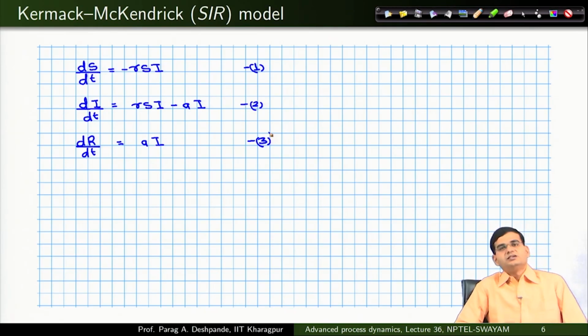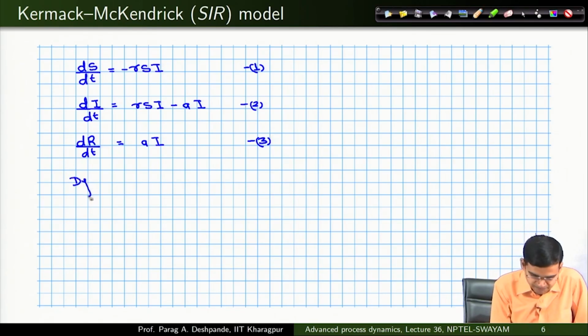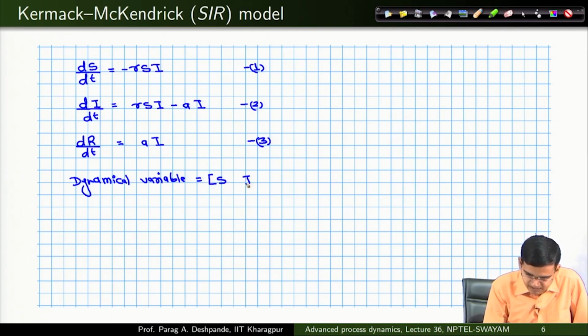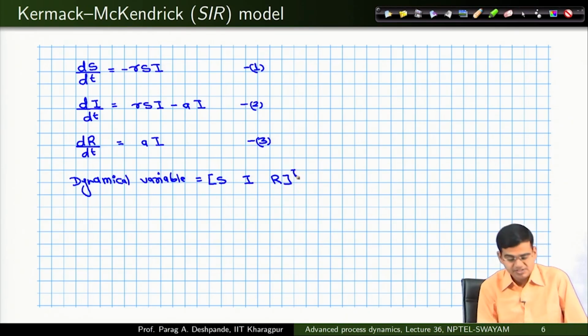Now before I try to answer any of the other questions, my first question would be: is this a dynamical system? The answer is yes. I have 3 first order ODEs in time which describe the evolution of my system. So, in fact, I am dealing with a dynamical system. And what is the dynamical variable? My dynamical variable is (S, I, R) transpose. What is the order of my system?